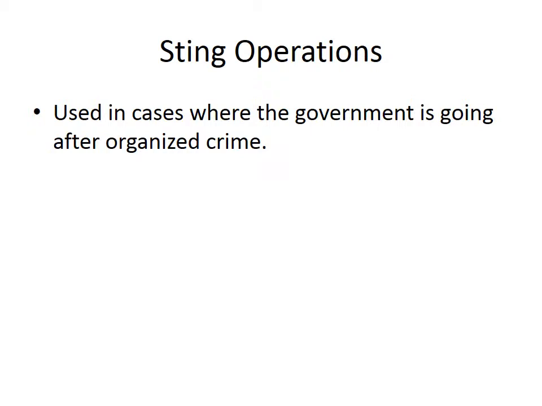Our last topic here is sting operations. Sting operations are what first comes to mind when you think of them. It's cases where the government is going after organized crime. And of course, it goes back to the days of Al Capone and a lot of the organized crime bosses in the Chicago area and New York. Sting operations were very popular then. They're not used as frequently today as they used to be, but nevertheless, it is still an investigation device used by the government.